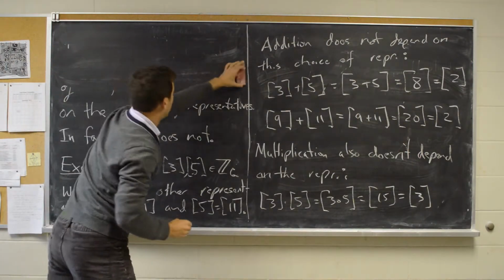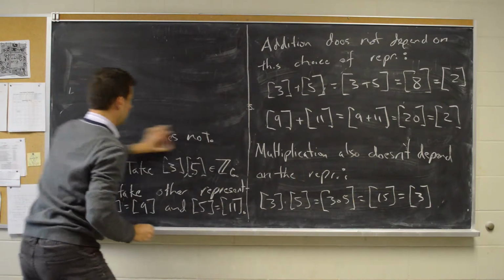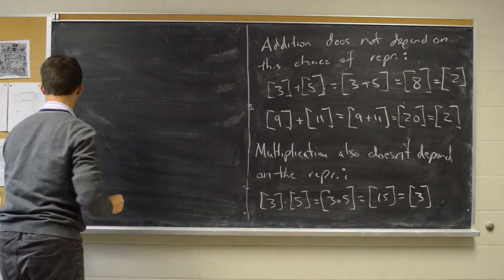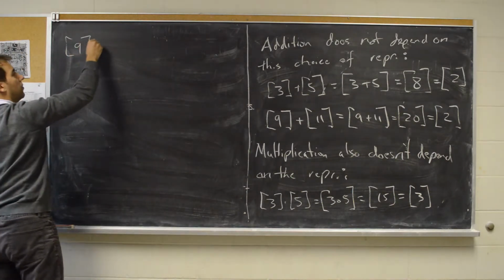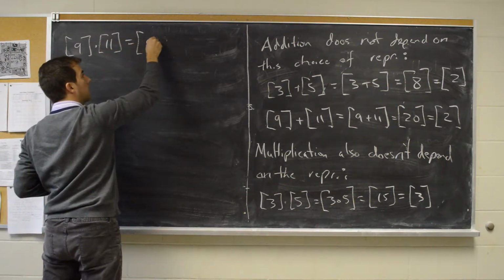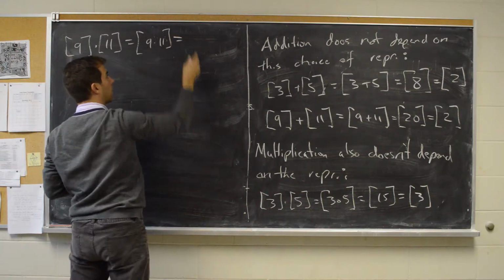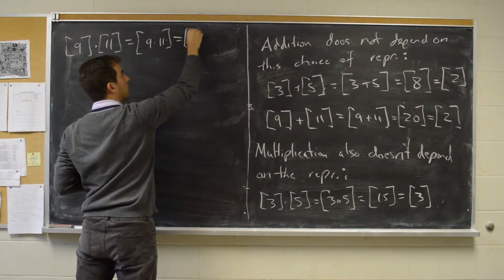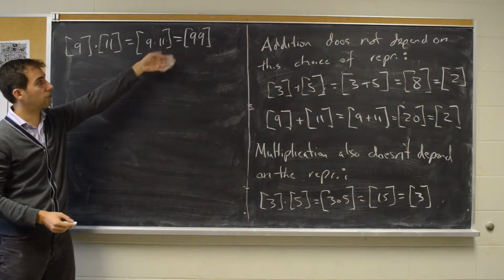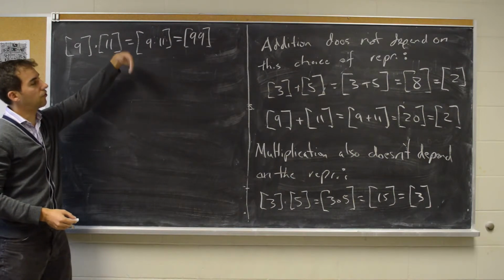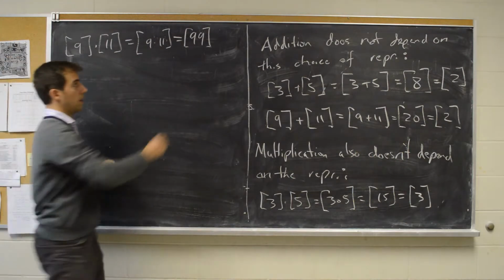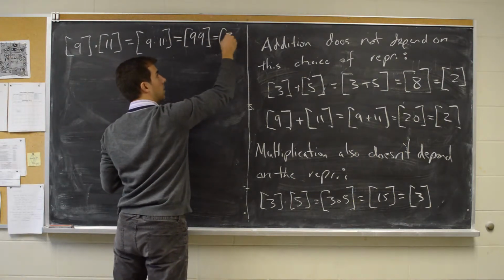And if I do the exact same thing with the congruence classes 9 and 11, I'll get the congruence class 9 times the congruence class 11 is equal to 9 times 11 as integers, and then take the congruence class, and that's going to be 99. And I'm going to subtract multiples of 6, so I'm going to subtract 60. To get down to 39, I'm going to subtract 30, that's 5 times 6, and I'm going to get down to 9. I'm going to subtract another 6, and I'm going to get myself down to 3.